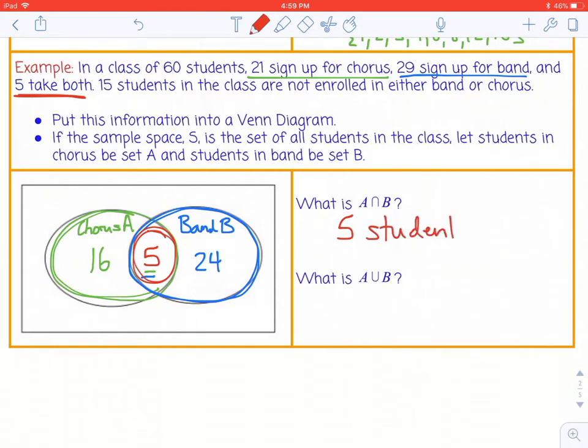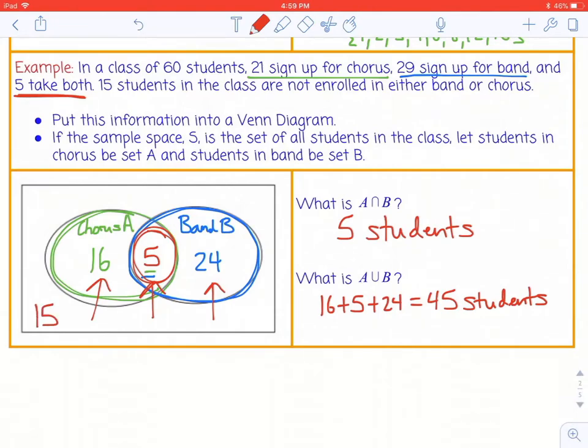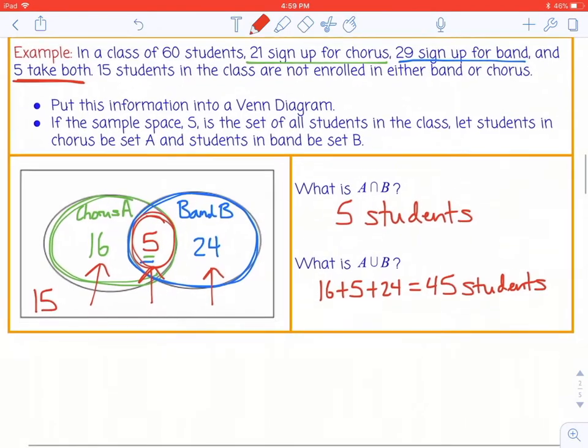And then what is A union B? That means who takes band or chorus. So that would be 16 plus 5 plus 24, which would give us 45 students. Because keep in mind, we also have the 15 students that don't take band or chorus. So they are outside of the picture of band or chorus.